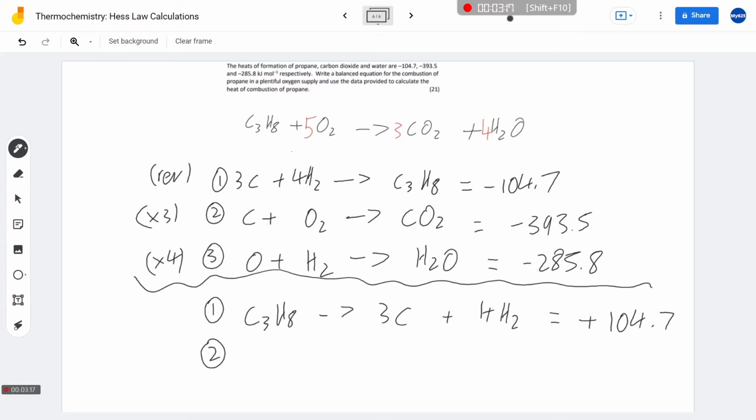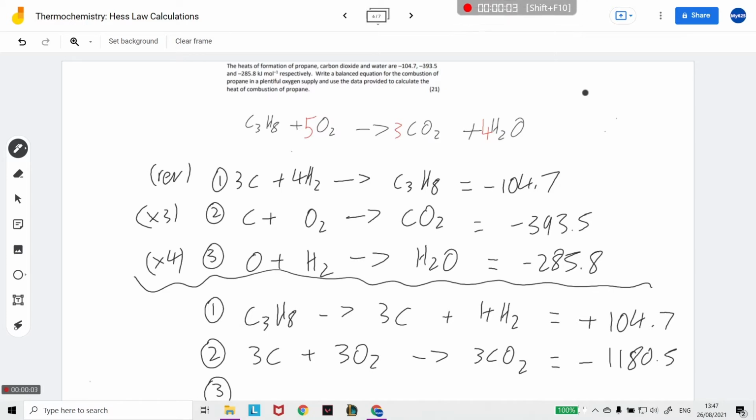Equation 2, what operation did we have to do? We said we have to multiply by 3 because we had 1 carbon dioxide in our equation, and in the equation we want, we have 3. If we multiply everything in this equation by 3, we have 3C plus 3O2 going to 3CO2. And what do we need to do with our number now? Well, we need to multiply that by 3 also. If we grab a calculator and go negative 393.5 times 3, we end up with negative 1,180.5. So everything got multiplied by 3, including the heat change.